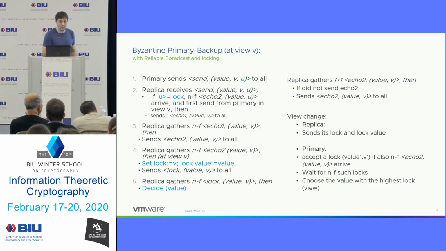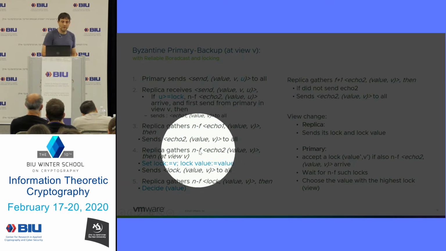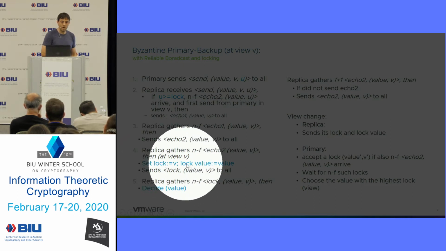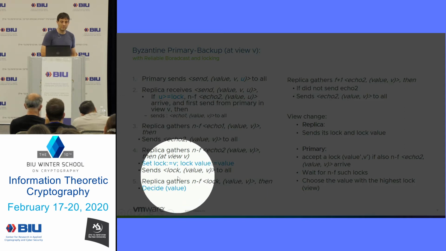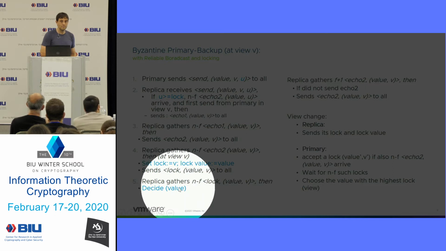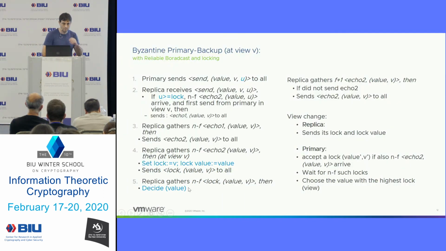the reliable broadcast protocol. And the reliable broadcast protocol essentially ends here, where you receive n minus f echo 2s. And at this state, you set your lock, and you send a lock message. And just like a regular Paxos protocol, if you receive n minus f locks, then you decide a value. Okay, so this is kind of an overview of this protocol.